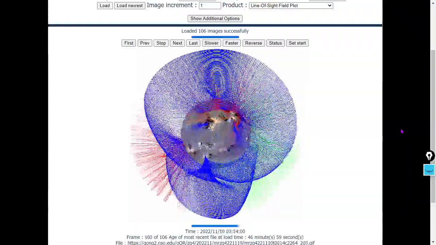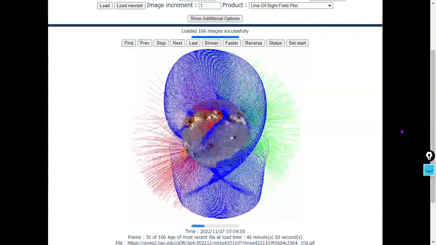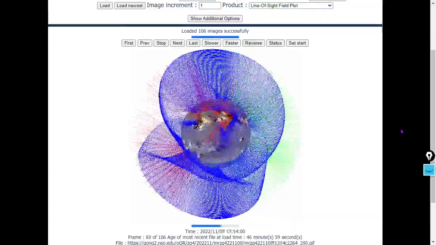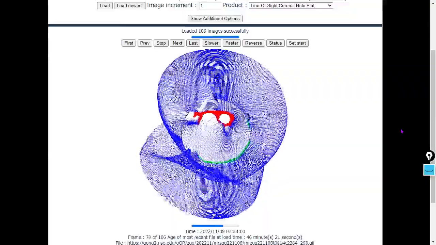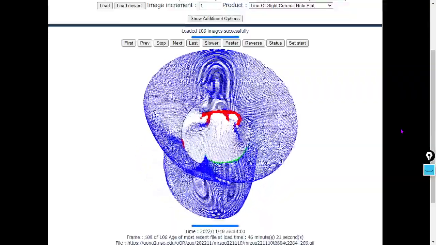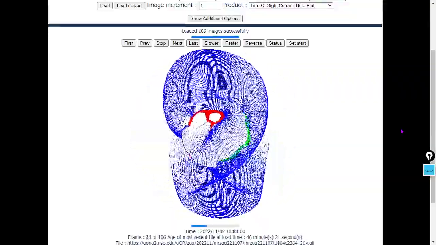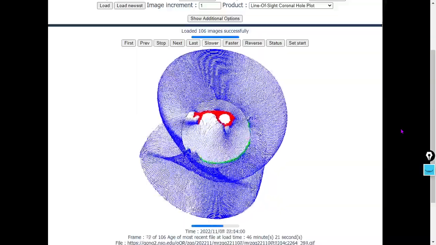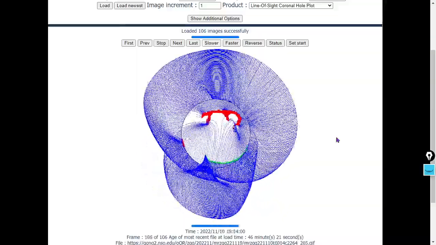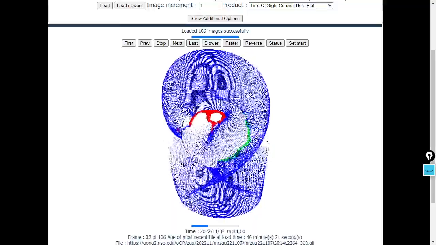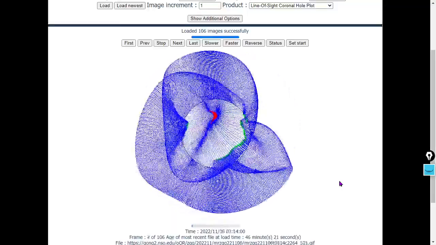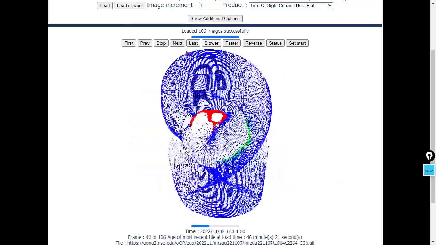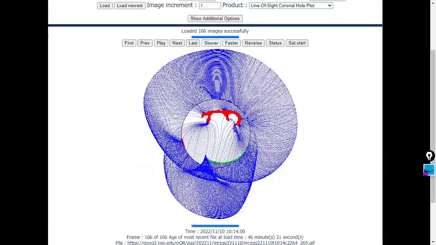Here's our line of sight field plot. We do have some minor coronal holes rotating in. Let's take a look at those. This coronal hole that we'll see in the southern hemisphere is north pole oriented. You can see a solar polar smiley face being created here in the GONG data. Check it out. Are you seeing that?